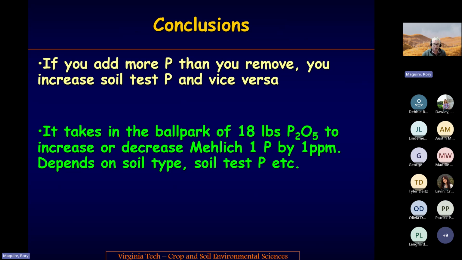Depends on soil type, but it's obviously going to change very slowly over the years. If you have something like a 400 parts per million soil, it's going to take you decades to decrease the soil test phosphorus in that soil back down to where you would need to apply it again.